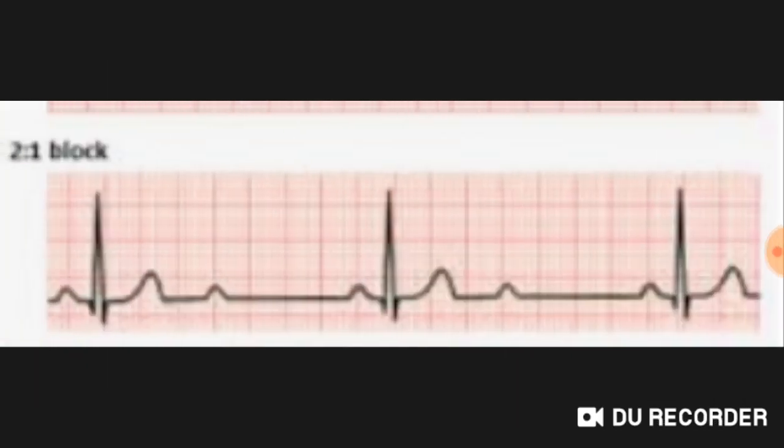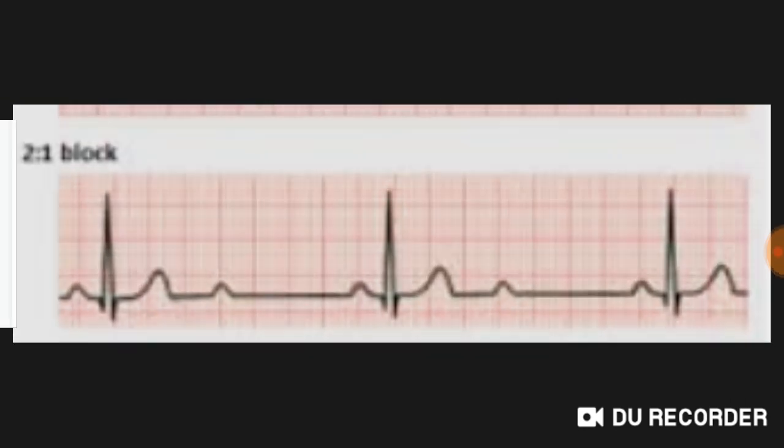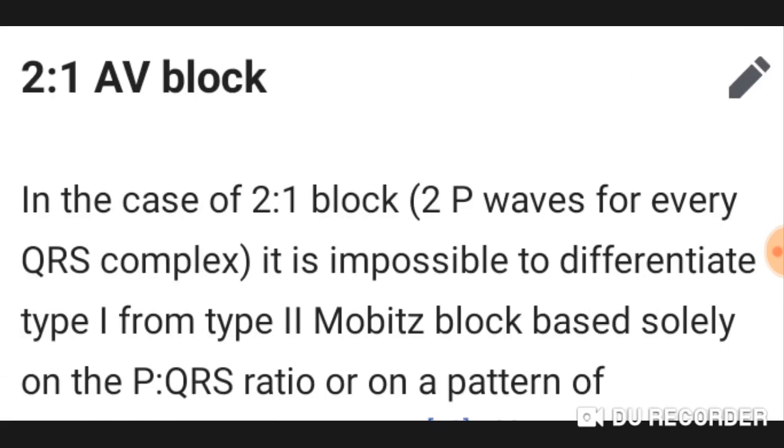Okay. Now 2 to 1 block: 2 P waves, then a QRS complex. This is 2 to 1 block. In the case of 2 to 1 block, with 2 P waves for every QRS complex, it is not possible to differentiate type 1 and type 2 Mobitz block based solely on the P to QRS ratio or on the pattern.